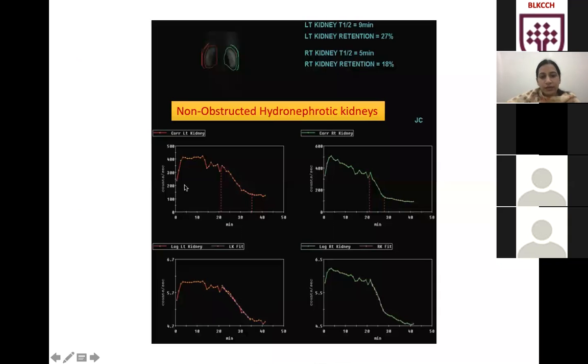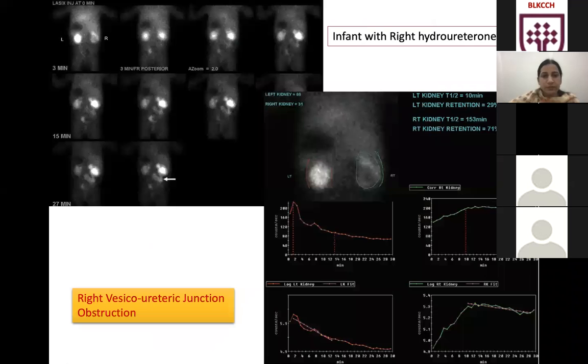So here you can see the perfusion panel is okay and the drainage panel is okay, that there is adequate drainage of the contrast. So these are non-obstructive hydronephrotic kidneys. So here the dynamic scan helped us to rule out any obstruction in the system.